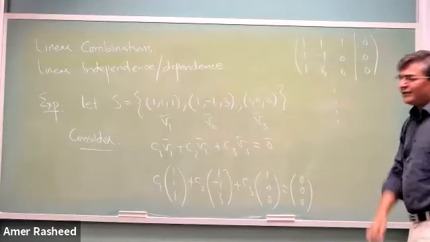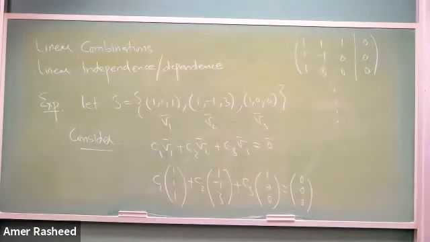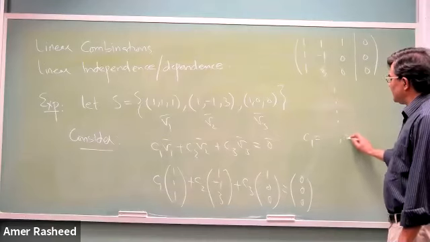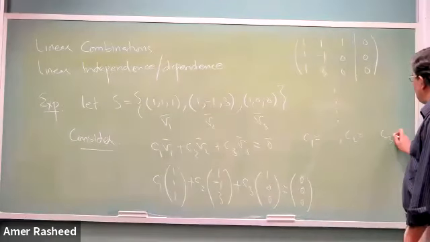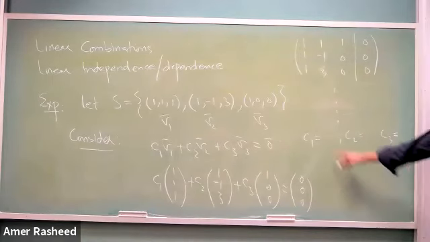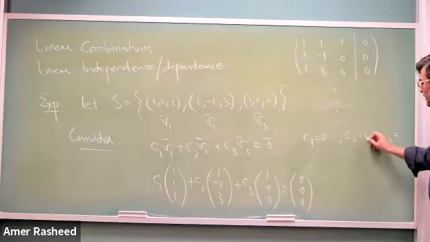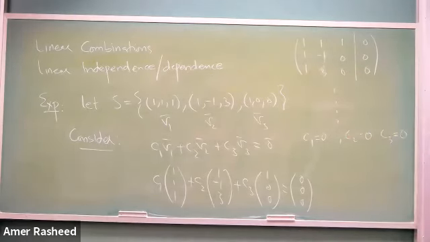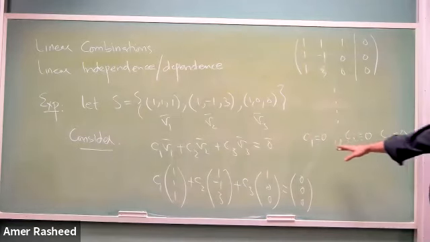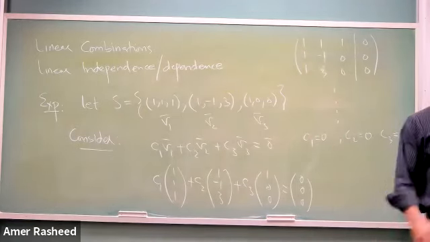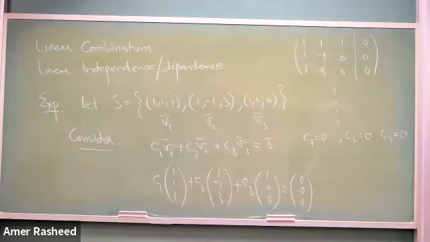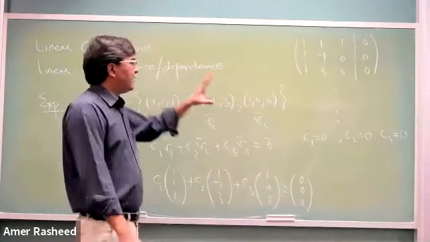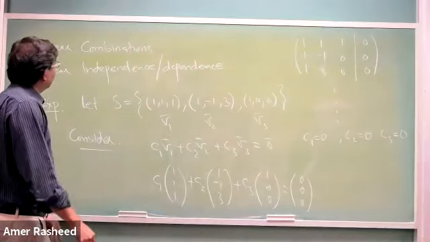After solving it by reducing this augmented matrix into echelon or reduced echelon form, we can find the values of c1, c2, and c3. If all the values c1, c2, c3 are 0, then we say that these vectors are linearly independent. They have no relation with each other. If at least one of these constants is non-zero, then we say that these vectors are linearly dependent, and one vector can be written as a linear combination of other vectors. So this was what we were doing in the previous lecture.